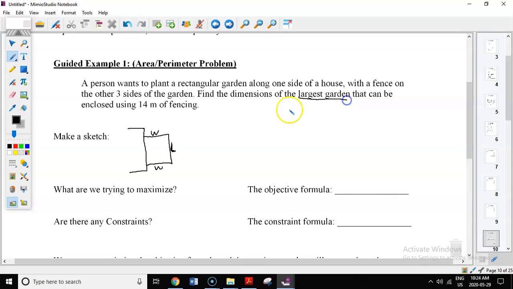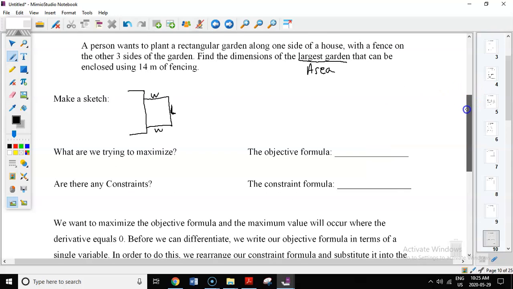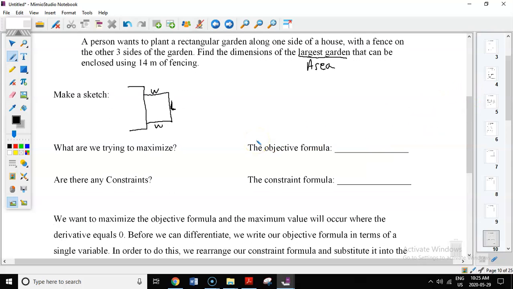Right, so it doesn't say the least amount of fencing or the most amount of fencing. We need largest garden, so that's area. So what we're trying to maximize is the overall formula. So area in this case would equal length times width. So we're looking for the maximum area.